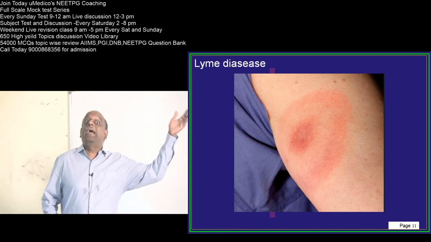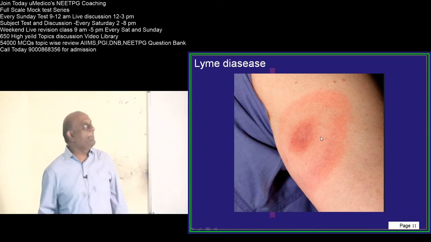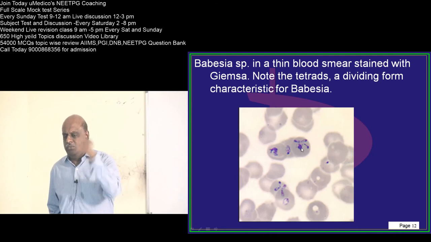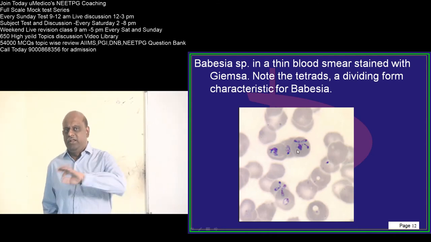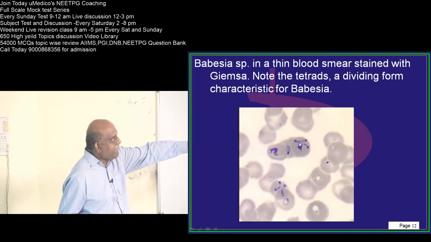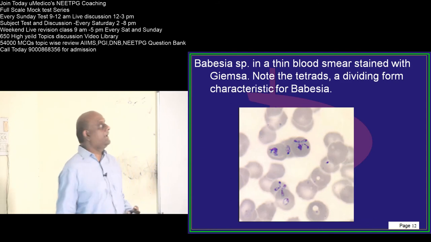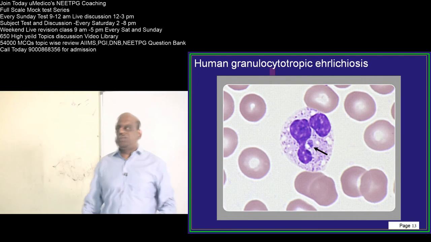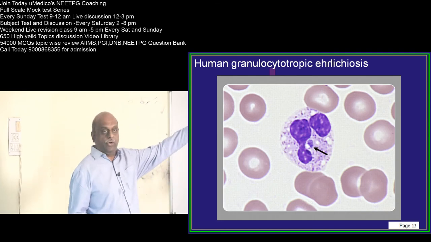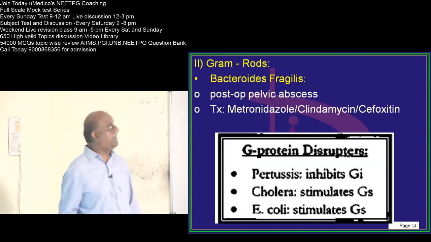So in Lyme disease, what do you have? Erythema chronicum migrans is what you have to remember when it comes to Lyme disease. In Babesia, this is going to come as a spotter for you, in the NEET PG 2019 paper. You should recognize it looking at the slide. Tetrads are there, no, doctor? That is how, inside the RBC, tetrads. This is the typical nature. If you do the Giemsa stain, Babesia is recognized. Then ehrlichiosis, what is the specialty of it? Ehrlichiosis is called human granulocytotropic ehrlichiosis. It falls in love with the granulocytes, is what you need to remember.